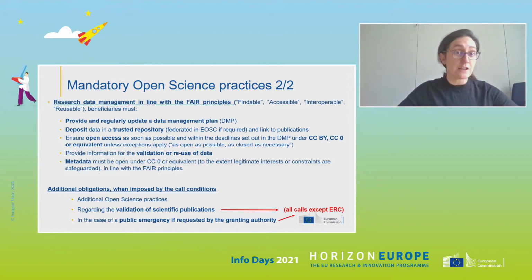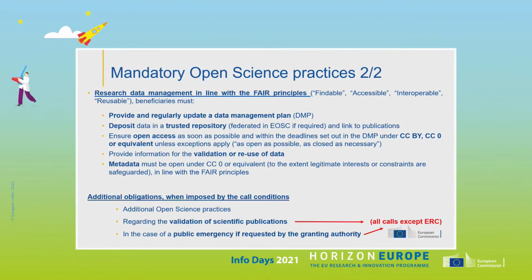With regard to research data, the principle "as open as possible, as closed as necessary" applies. If there are legitimate interests or constraints, such as data protection or confidentiality, beneficiaries can decide to keep data closed. Information will have to be provided for the validation and reuse of data, and metadata has to be open under a public domain dedication or equivalent, to the extent that legitimate interests or constraints are safeguarded and in line with the FAIR principles.